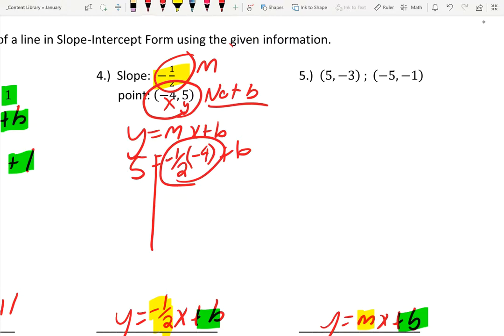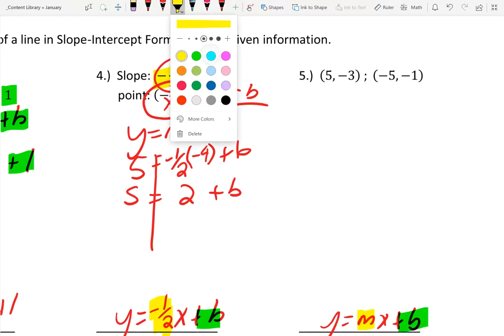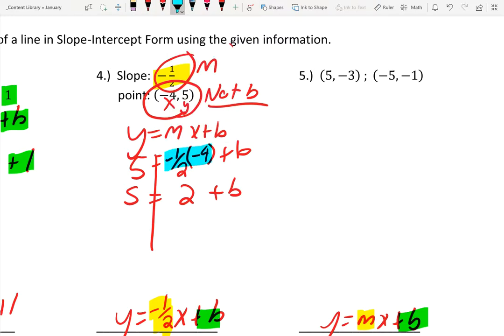Now, negative 1/2 times negative 4. Maybe grab a calculator, but half of 4 is 2. Negative times a negative is a positive, so this ends up to be a positive 2. So we have 5 is equal to 2 plus b. Okay, so just to recap real quick, negative 1/2 times negative 4 is equal to a positive 2.